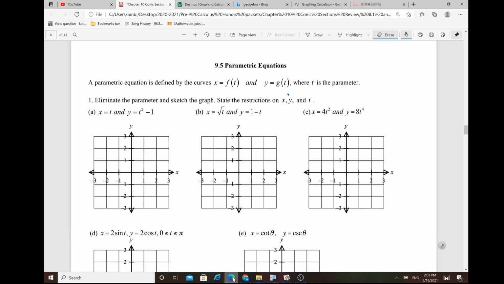So this one, I just want to talk about parametric equations today. So here's what we've got for section 9.5. This is one of the particular sections for parametric equations.